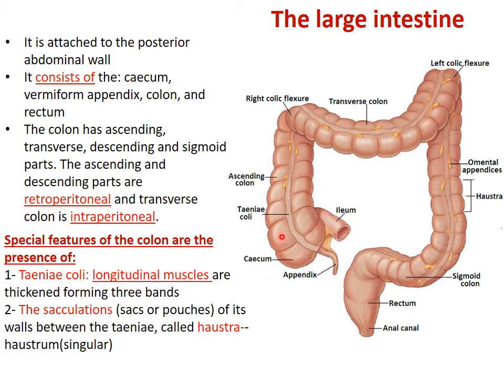And each one sac is called a haustration, right? So this sacculation is also called haustrations. Haustration and sacculation are the same thing. Sacculation is derived from sac. Haustrations are derived from haustrum, singular, and this is one single haustrum, right? So haustrum is singular, that is the one sac.